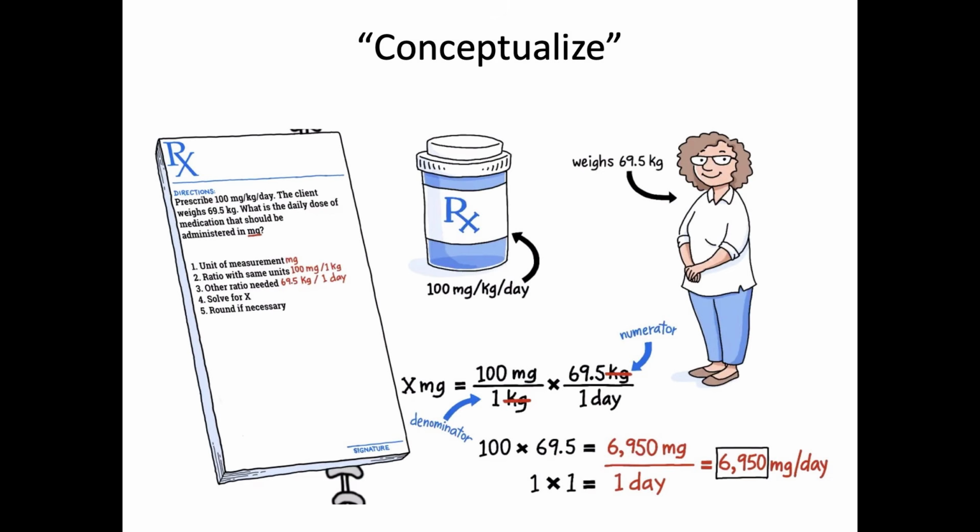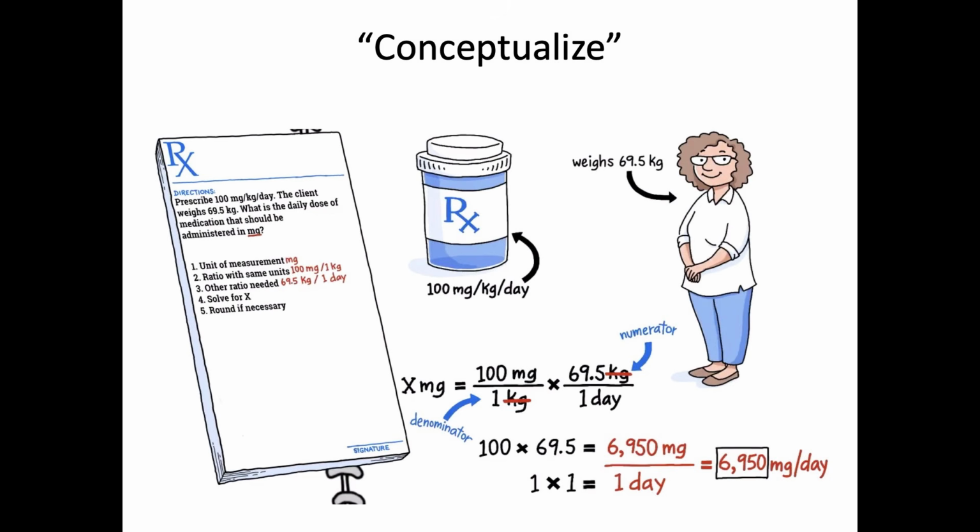This slide is my attempt to help you visualize the idea of conceptualizing or visualizing a problem. So if we look on the left-hand side, you can see a prescription where it is written that a drug has been prescribed at a dose of 100 milligrams per kilogram per day, and the patient weighs 69.5 kilograms. What is the daily dose? Simple question, but you can see the question.